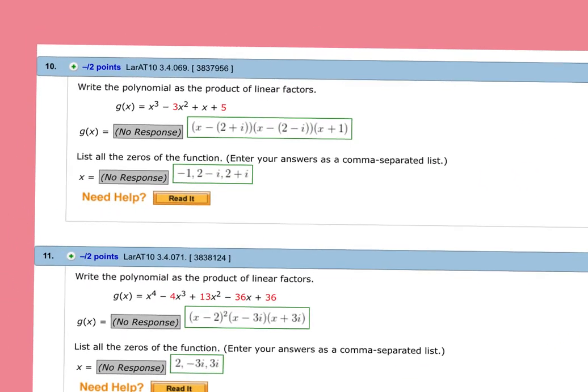All right, so this one was 10. It said to write the polynomial as a product of linear factors. So you tested the possibles, right? You did all the possibles? I didn't, I don't know how to do it.